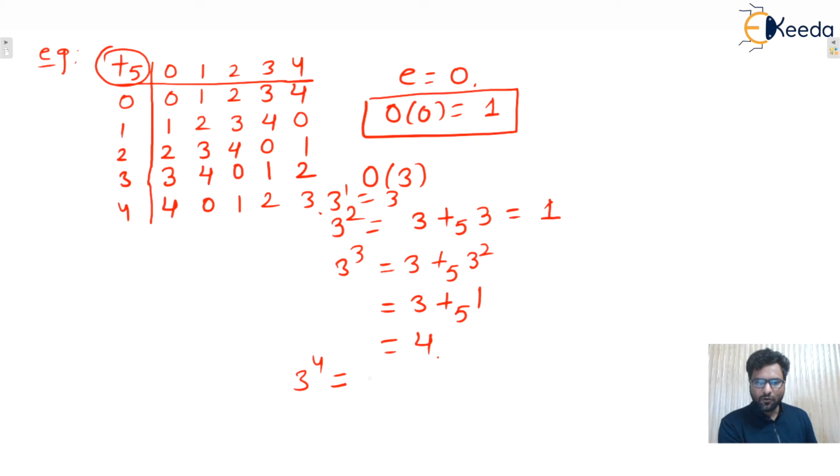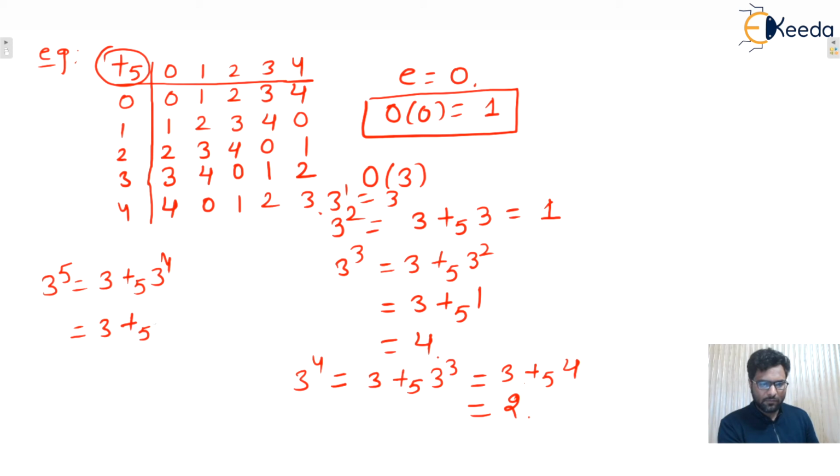Similarly, 3 raised to power 4 will be 3 addition modulo 5 with 3 cube, and we already found that 3 cube is 4. Now 3 plus 4 is 7, and 7 mod 5 is 2, isn't it? Similarly, 3 raised to power 5 is 3 addition modulo 5 with 3 power 4, and 3 power 4 we already found is 2. So that is 5, and 5 mod 5 is 0. So that is the identity element.